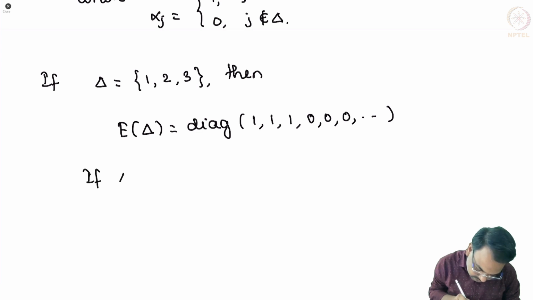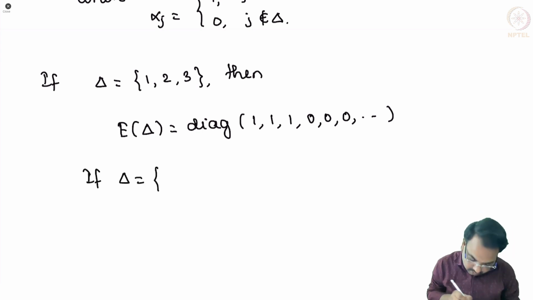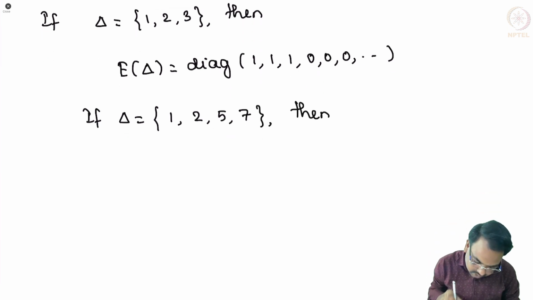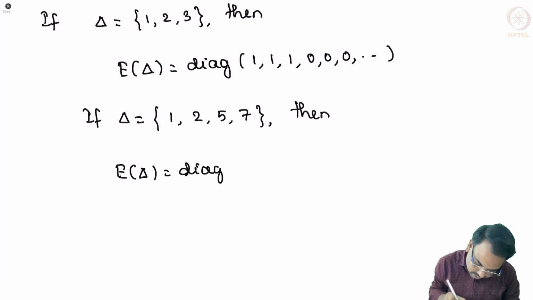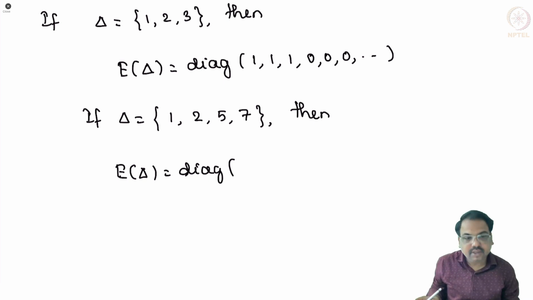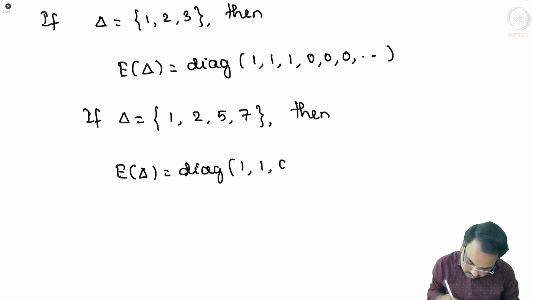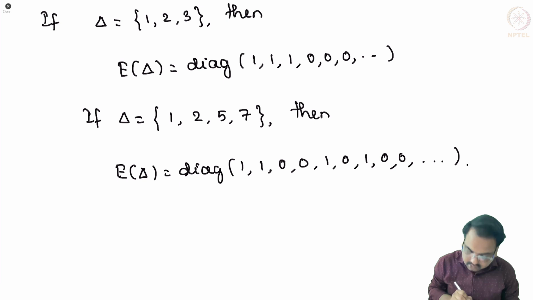If we take, for example, Δ to be {1, 2, 5, 7}, then E(Δ) is the diagonal operator with the diagonal entries at positions 1, 2, 5, 7 being 1, that is 1, 1, 0, 0, 1, 0, 1, and all remaining entries 0. This is an orthogonal projection onto the span of e1, e2, e5, e7, where the e's are the standard orthonormal basis for L2.